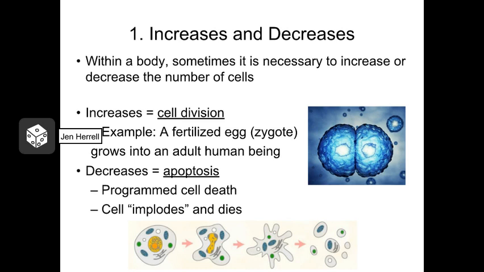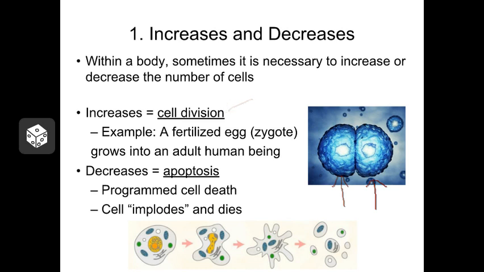There are certain times in the life of a cell when it's necessary to increase or decrease their numbers. Cells can increase their numbers through a process known as cell division, and you have all heard of cell division before. This is where one cell will divide into two or more daughter cells, and they pass on their genetic instructions to that new cell.